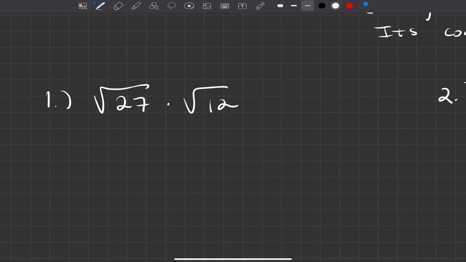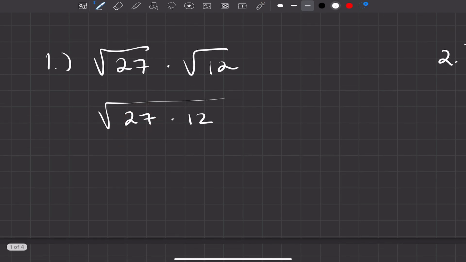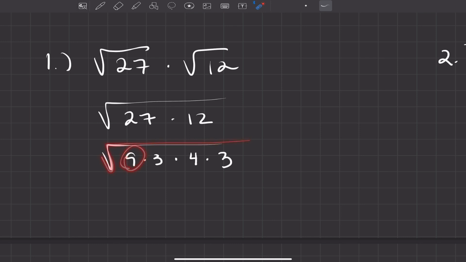I'm going to simplify. So what I'm going to do is rewrite this as the square root of 27 times 12. Now, I'm going to break apart the 27 where one of the numbers is a perfect square. So 9 times 3. 9 times 3 is 27. What about this 12 over here? Well, I need two numbers that multiply together to give me 12, where one of them is a perfect square. So 4 times 3.